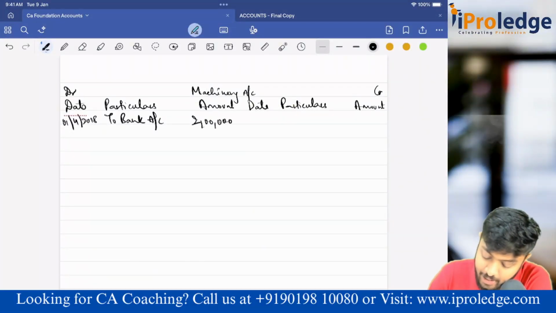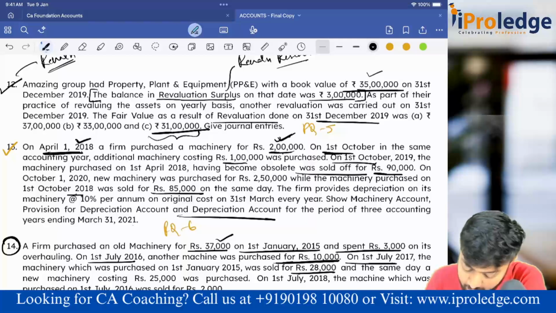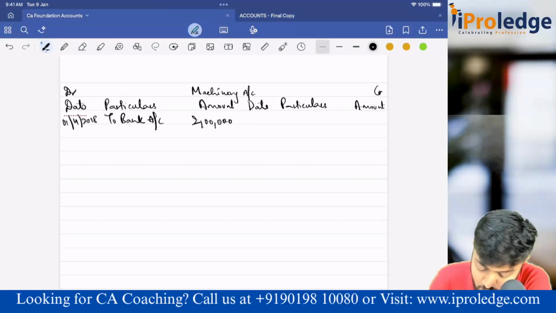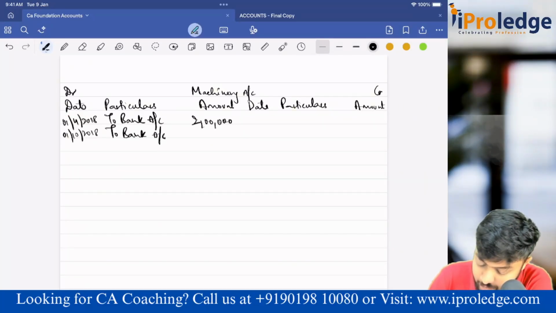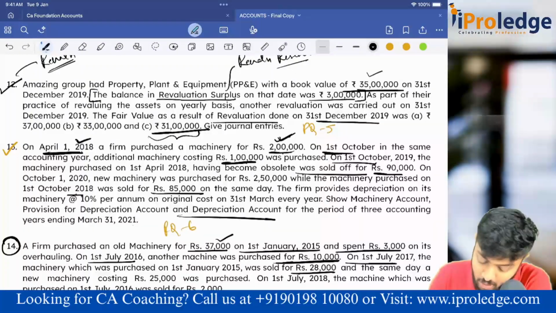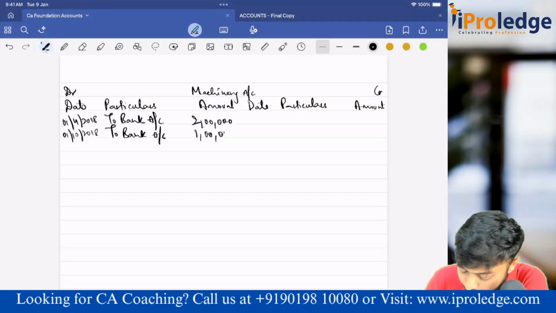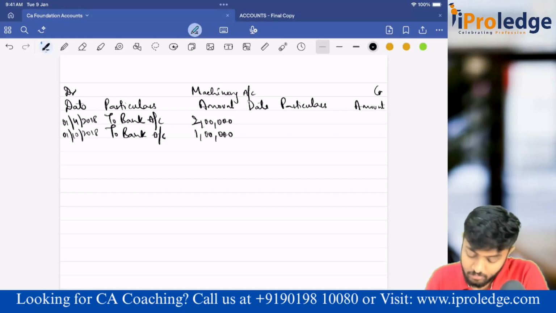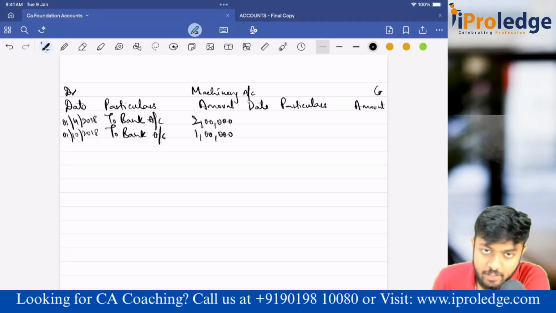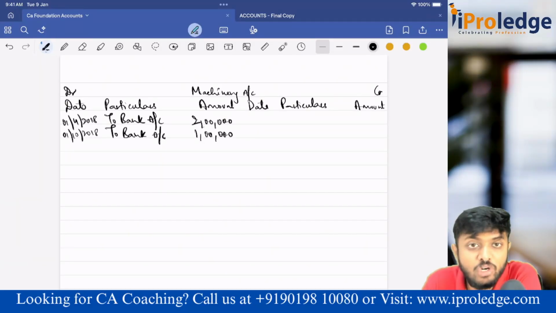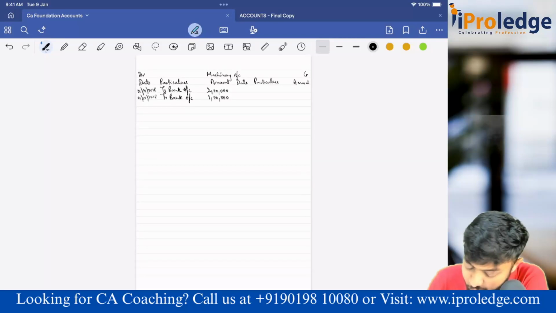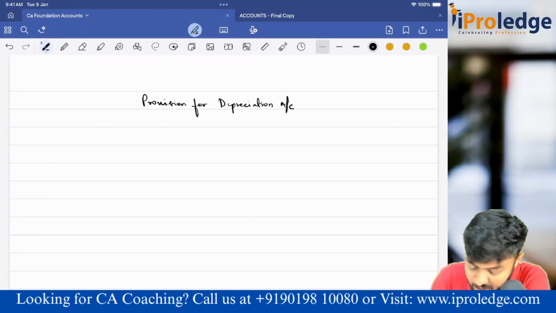Then what has happened? Again in 1st October 2018, one more machinery is purchased for 1 lakh. So 1st October 2018 to bank account, one more machinery worth 1 lakh rupees is purchased. Done. Now you have to close this year because all of the transaction which has happened is in next year. Now before closing what I have to do is I have to give depreciation. But will I give depreciation in this account only? No, we have opened provision for depreciation account. So we'll give depreciation in this account.